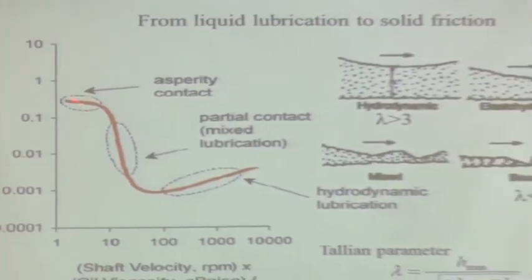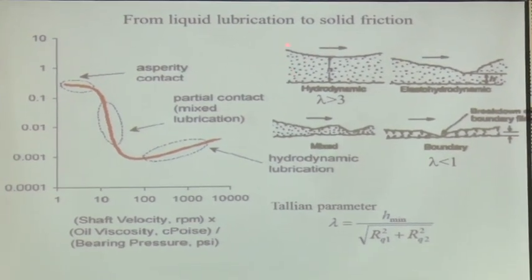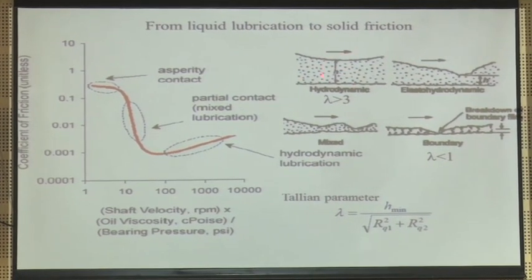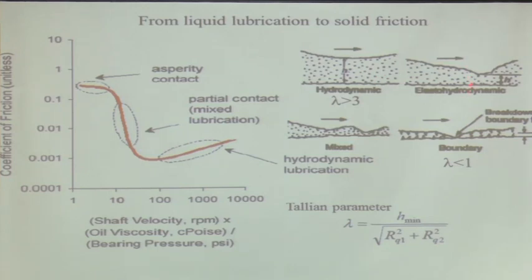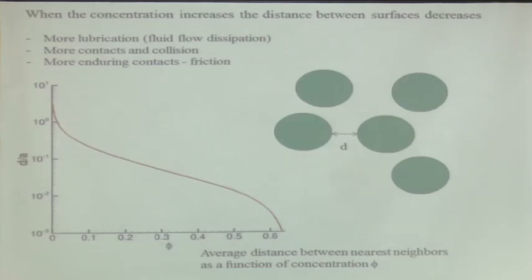This is the increase of the friction coefficient when you have lubrication between two moving walls, and you move from hydrodynamic lubrication to what is called elasto-hydrodynamic, mixed, and finally you have solid friction. Of course, you reach solid friction when the gap distance is of the order of the roughness. Then you don't have any space to fill with liquid, and you have contact between the two solids. This contact has a rate of dissipation which is way higher than the fluid dissipation. And this is what is happening when you increase the concentration.